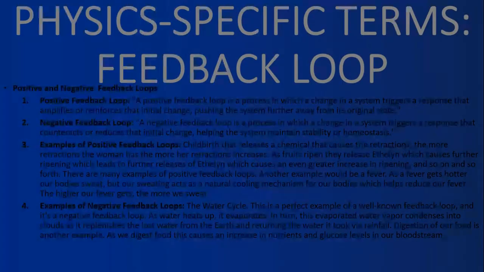Digestion of our food is another example. As we digest food, this causes an increase in nutrients and glucose levels in our bloodstream. And so there's lots of examples of feedback loops. In fact, biology has a ton of examples of feedback loops that exist in our body, both positive and negative.